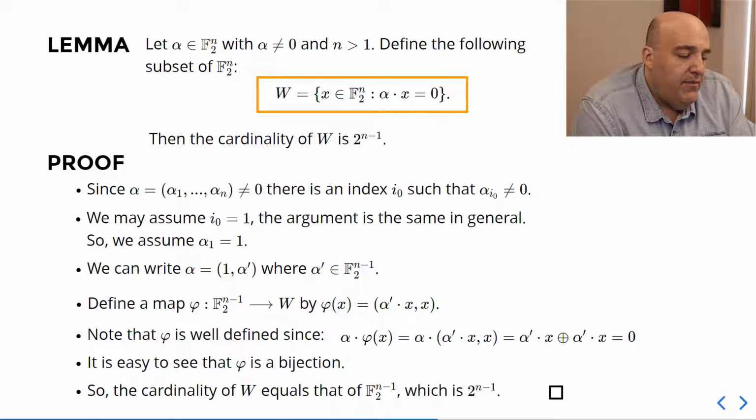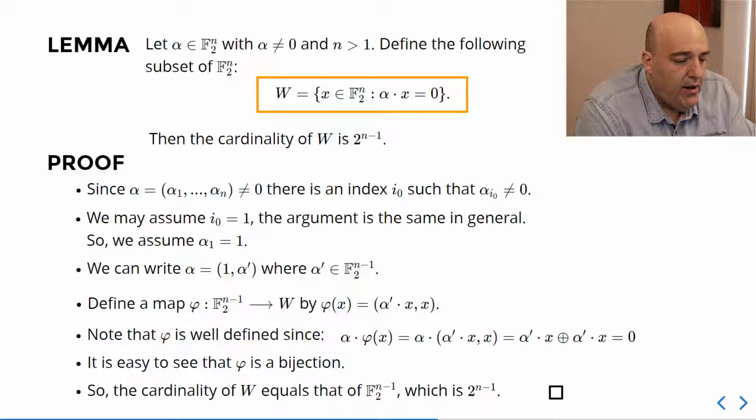Now we're going to define a map phi from F2^(n-1) to W. We'll take an element x in F2^(n-1) and we'll map it to, well, the first coordinate is going to be alpha prime dot x. That's an element of F2. And then the second coordinate is just x. So notice it's an identity on the second coordinate there. The second coordinate x there is kind of like a free variable. It ranges over F2^(n-1). And then the first coordinate, alpha prime dot x, which is an element of F2, is determined from the choice of x.